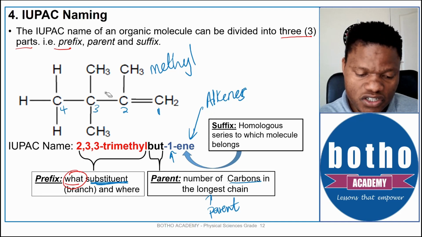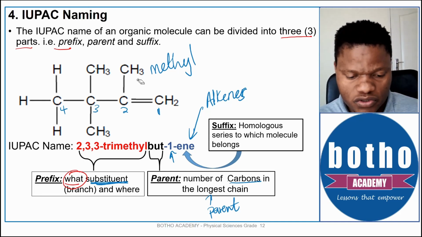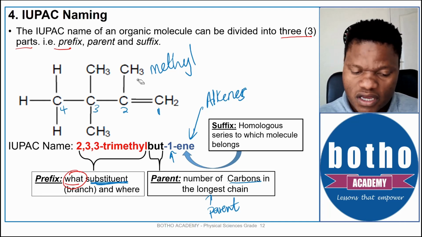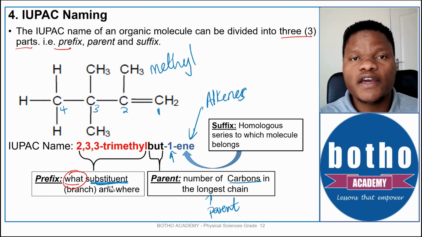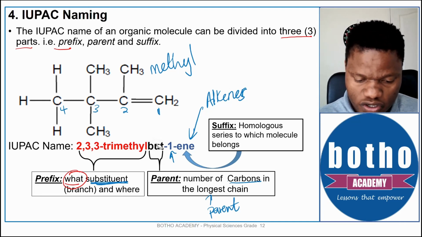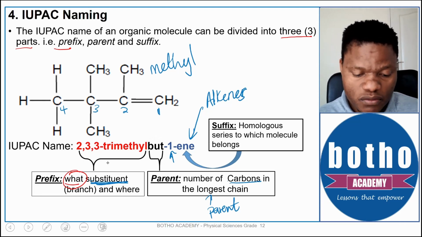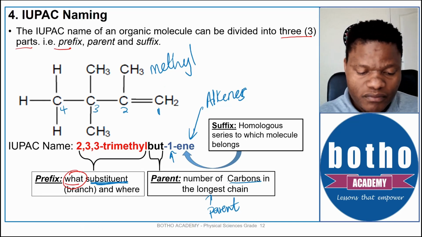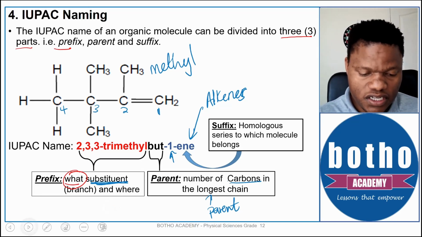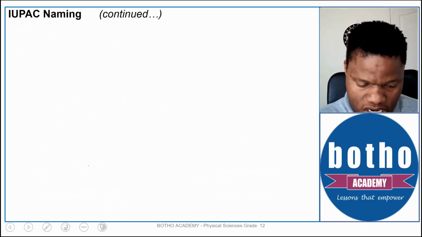So if this did not have the 3 methyls, it would just be a but 1 in. It will just be a but 1 in because it wouldn't have substituents, and therefore the prefix would not exist. I hope this makes sense, and it will also help you to be able to read the name and be able to draw the structure. So you should be able to read the name and draw the structure, and you must also be able to write the name if you are given the structure, and vice versa. So these are all the things that you need to know with regards to IUPAC naming.